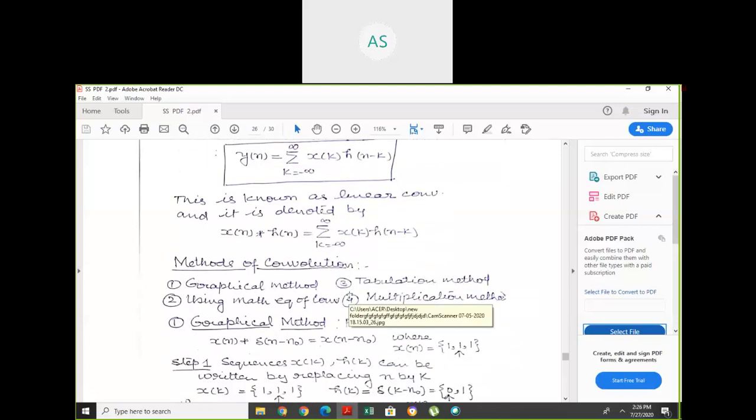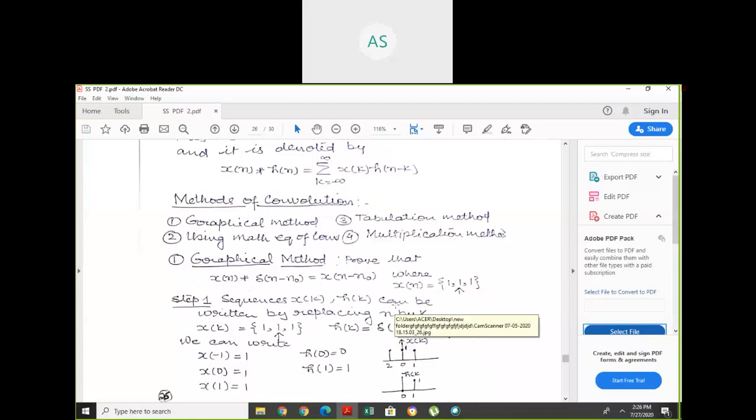In discrete time signals, there are four methods of convolution: the graphical method, the tabulation method, using the mathematical equation of convolution, and the fourth one is the multiplication method. The graphical method is the same as in continuous time signals.